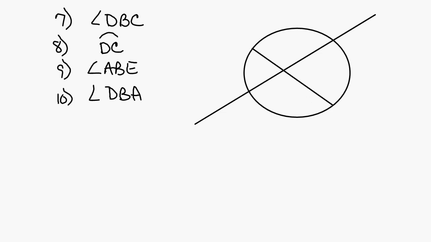Alright, here's your situation. Arc CE is 82. Arc AE is 122. Arc AD is 44. You need angle DBC to start off with. Angle DBC.